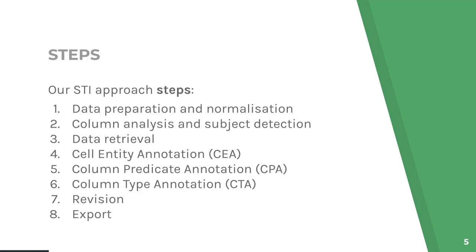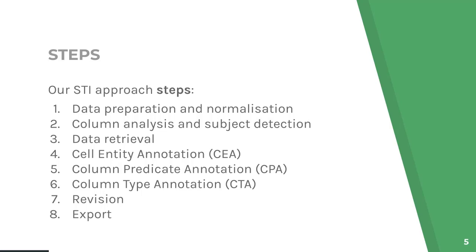This slide shows the 8 steps of the MantisSE approach: data preparation and normalization, column analysis and subject detection, data retrieval, cell entity annotation, column predicate annotation, column type annotation, revision, and export. The first phase prepares the dataset and normalizes the strings from the input dataset. We then proceed to analyze columns to annotate named entity and literal columns, and we detect the subject column, which both are very important for our methods.